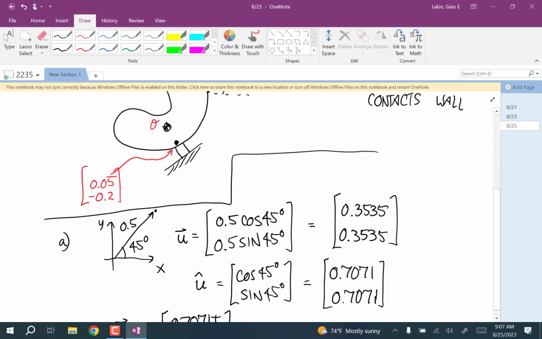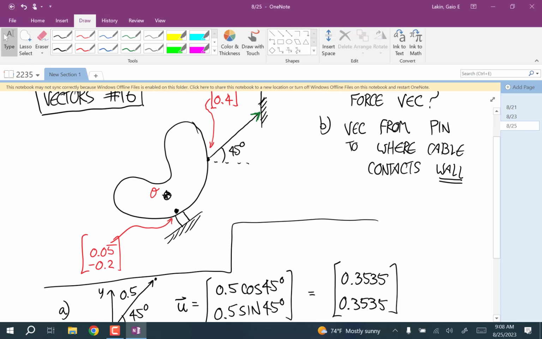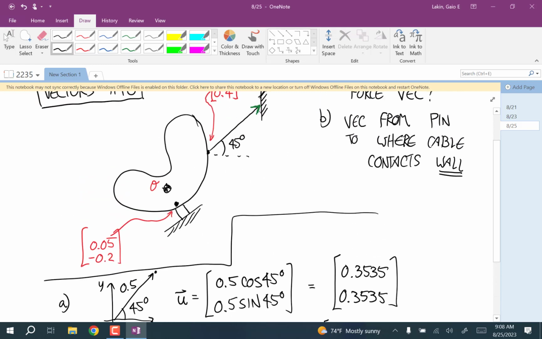Okay, so for the second part, we want the vector from, no one asked me about that, but this is the one you asked me about. We want a vector that goes from the pin to where the cable contacts the wall. We have the coordinates where the cable connects to the body, but not where the cable connects to the wall. But notice that if we could come up with the coordinates where the cable contacts the wall, then we could just do the subtraction. So how do we come up with those coordinates?